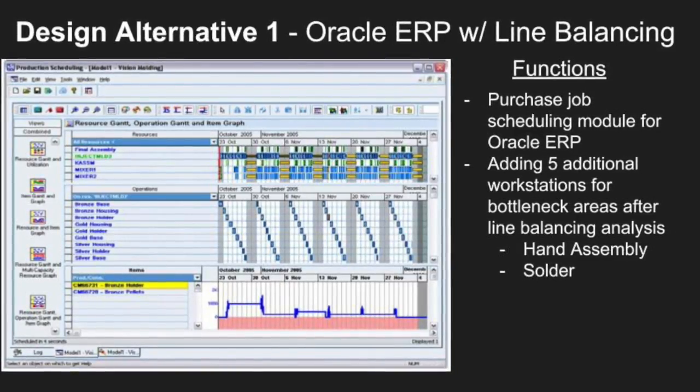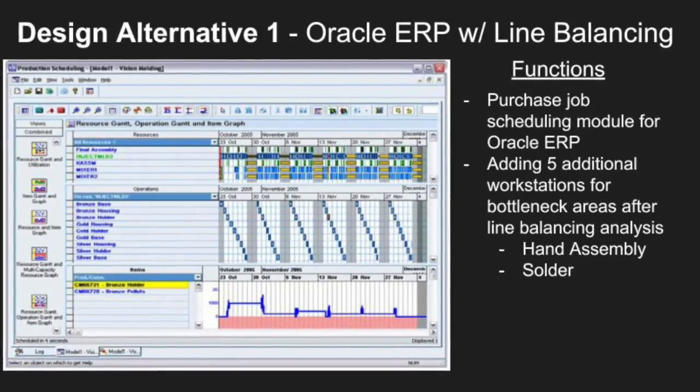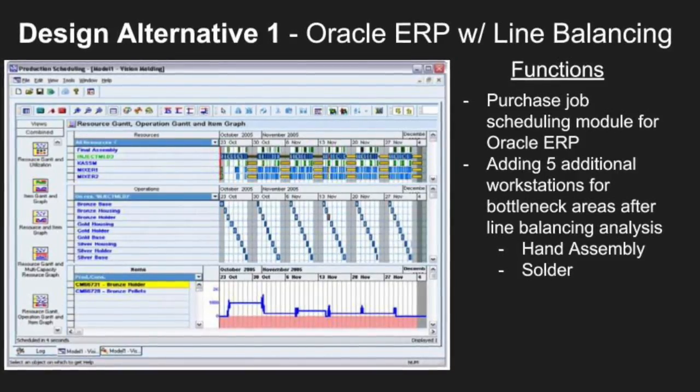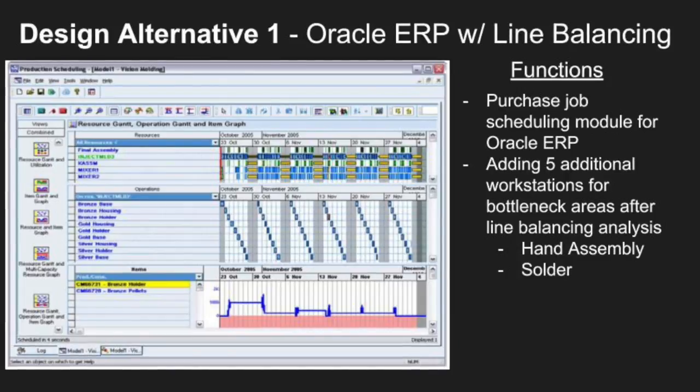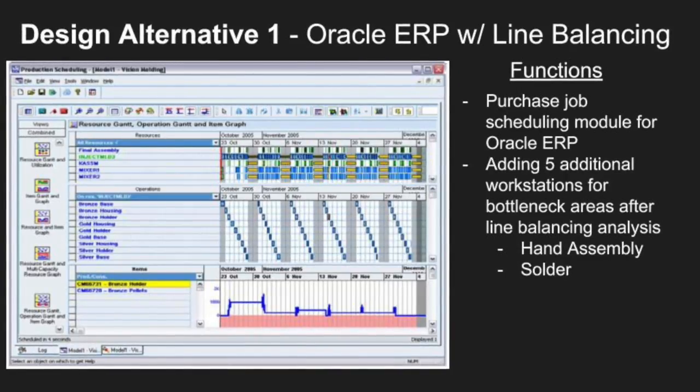Oracle's ERP system would be able to have 4 different job scheduling techniques, which include critical ratio, earliest due date, first come first serve, and shortest processing time.